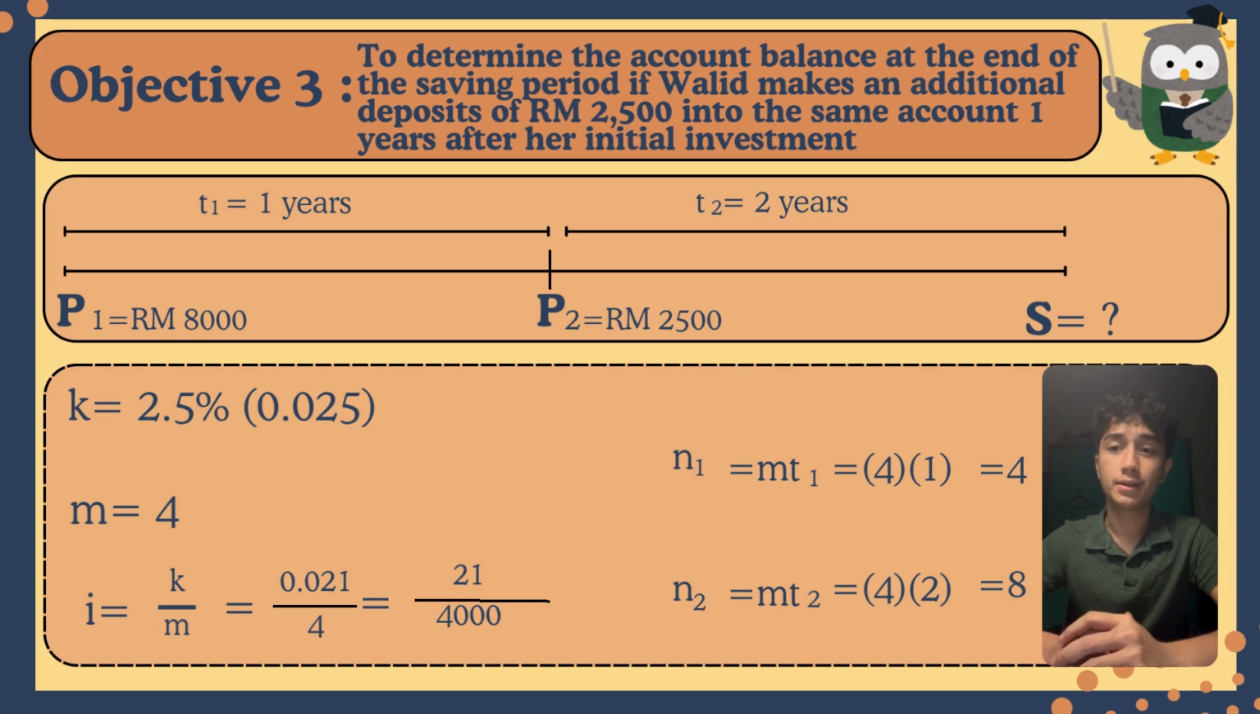And for the n, we need to use the formula. There are two sides because we have n1 and n2. For n1, the M will be 4, and the T will be 1. So we need to multiply 4 and 1, and it will be 4. And for n2, the M will be 4 and the T will be 2. So we get the answer, which is 8.